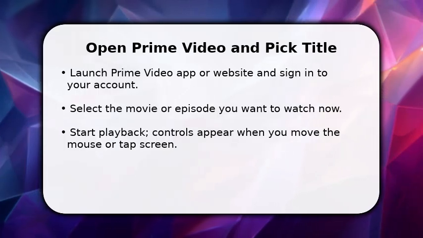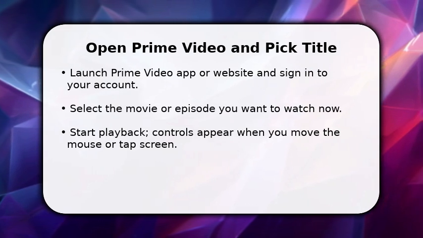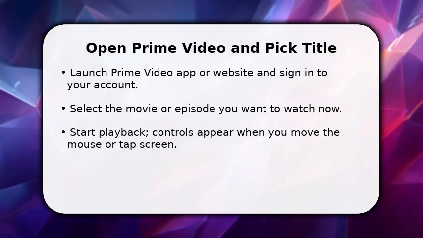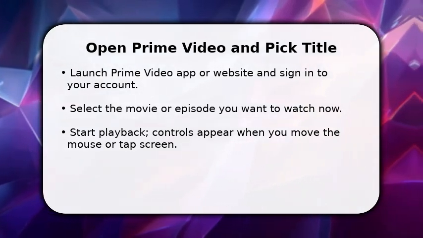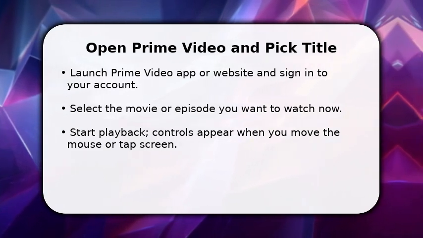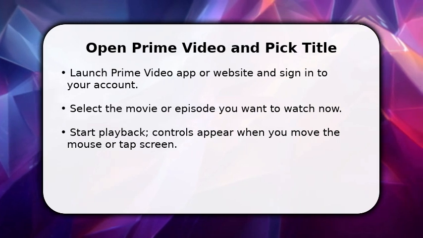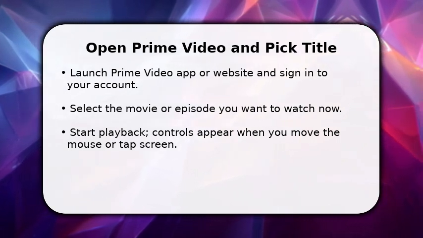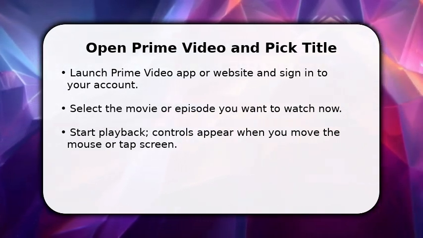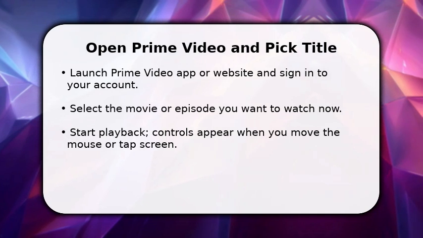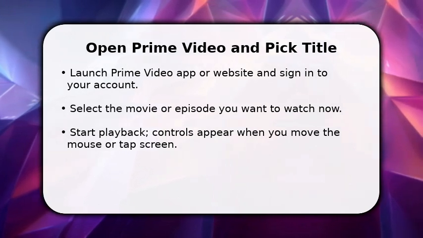You start by opening Prime Video and choosing the title you want to watch. This places you directly into the player where subtitle options live. Once playback begins, move the mouse or tap the screen to reveal player controls, because the subtitle menu is hidden until you do. Make sure you are using a supported device or browser so the captions option appears.